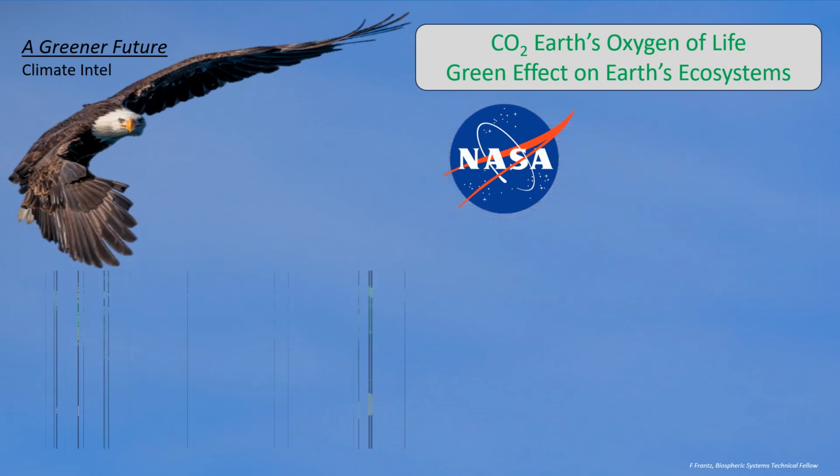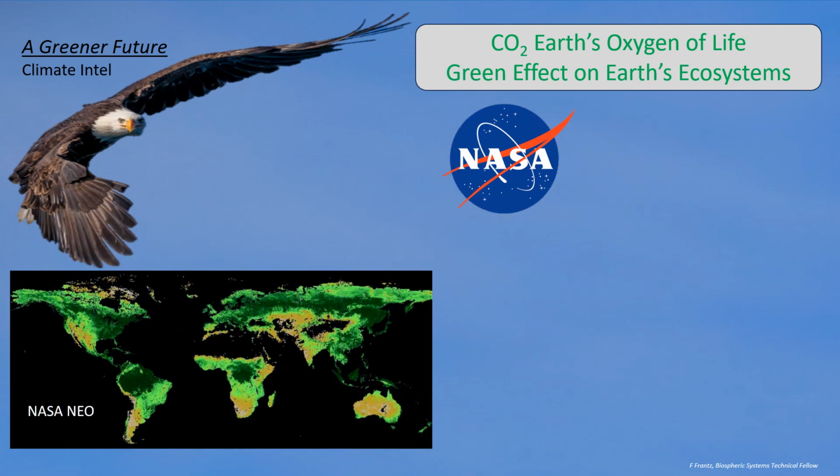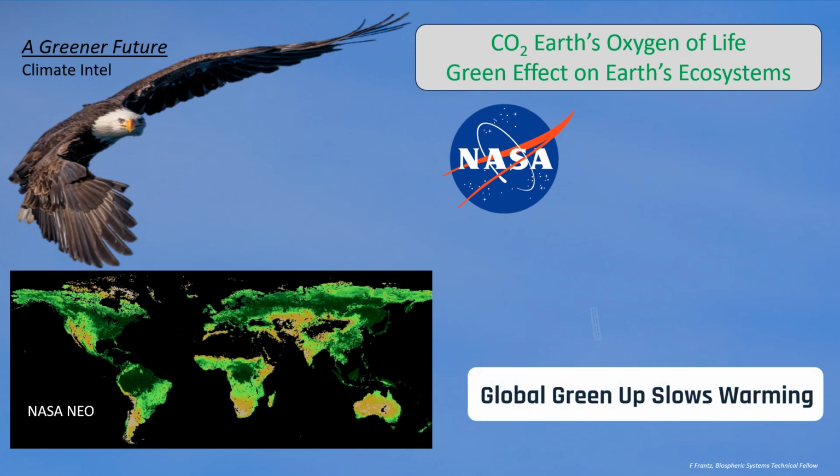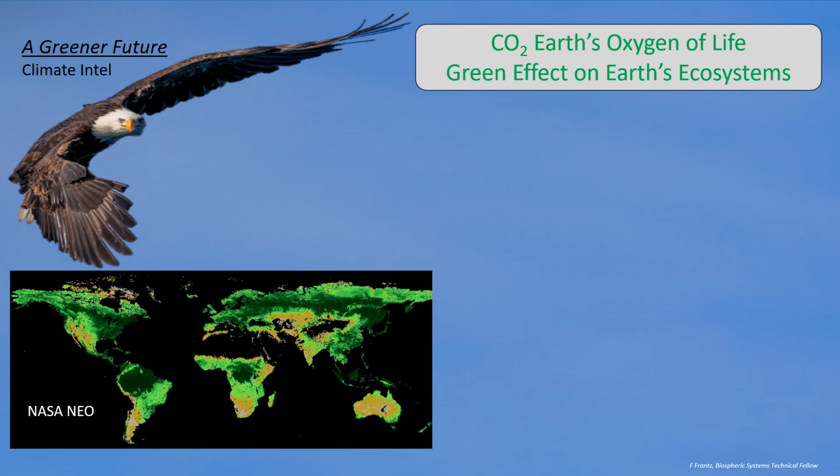NASA takes photos of Earth to monitor the health of its ecosystems, measuring the area of leaves and needles in multiple canopies. Google NASA Green Earth. Read a dozen articles on how our biosphere has greened and how that mitigated global warming, all thanks to the rise in CO2, Earth's oxygen of life.